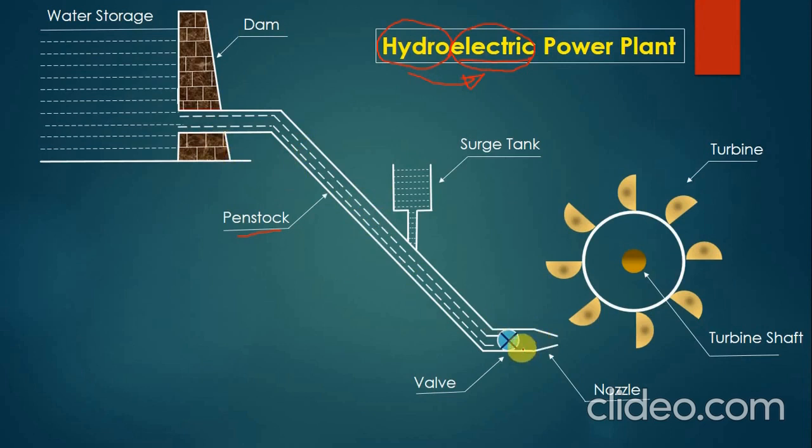At the end of this particular pipeline, you will observe that there is one valve for opening and closing the flow of water to the turbine. This is the valve, and this particular part is called the nozzle. You know that the nozzle is a converging area pipe where the pressure energy gets converted into kinetic energy. So at the entry of the nozzle there will be high pressure energy, whereas the exit of the nozzle will have kinetic energy, a high velocity jet of water.